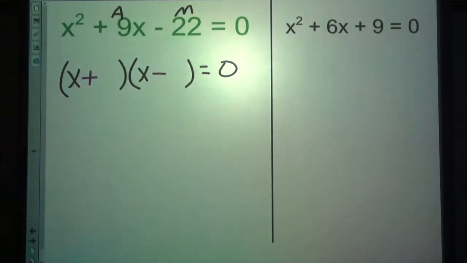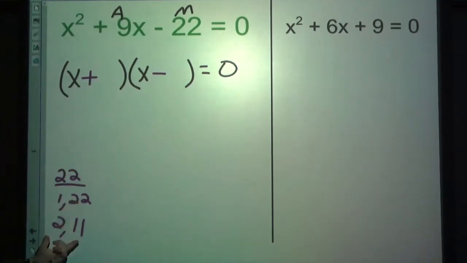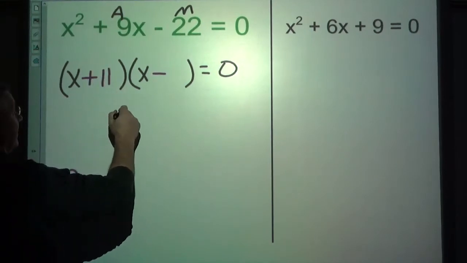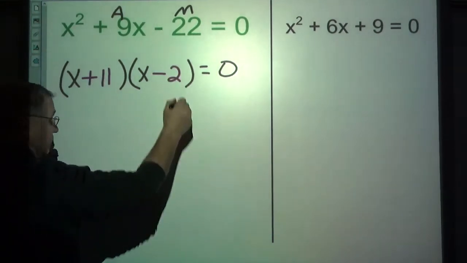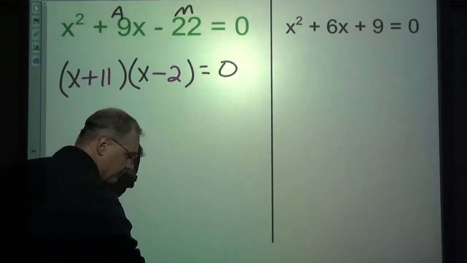And I need a pair of numbers that multiply to 22. Now remember, these pairs, 22, 1 and 22, 2 and 11, and because my signs are different, I'm looking for the pair that differs by 9. And the answer here would be 2 and 11 that differ by 9. I want to put the 11 with the positive and 2 with the negative.